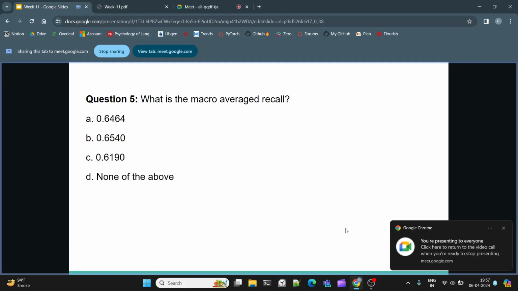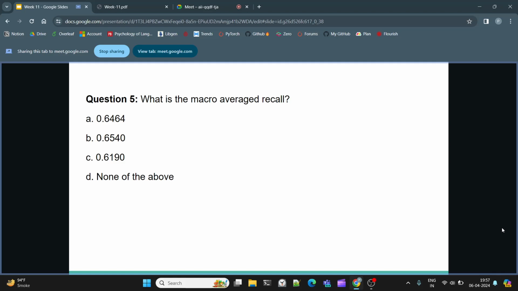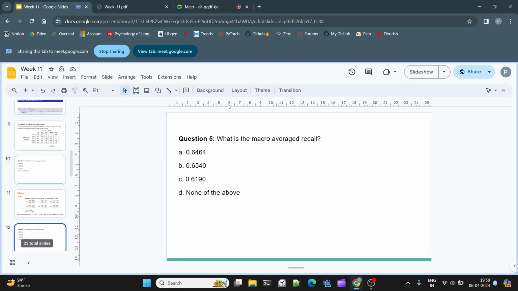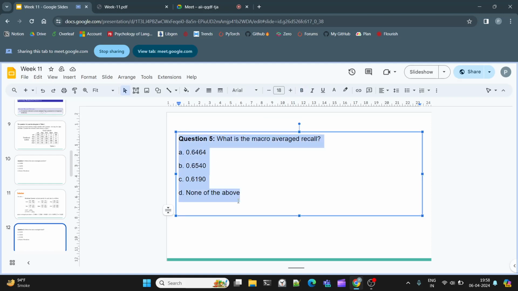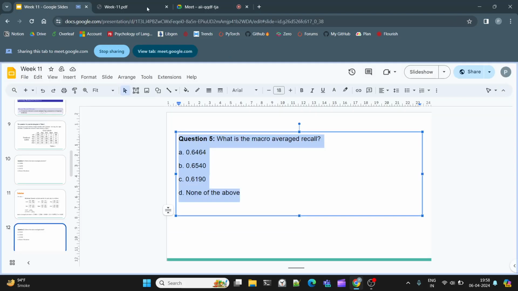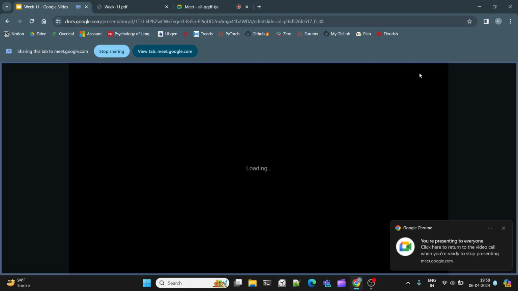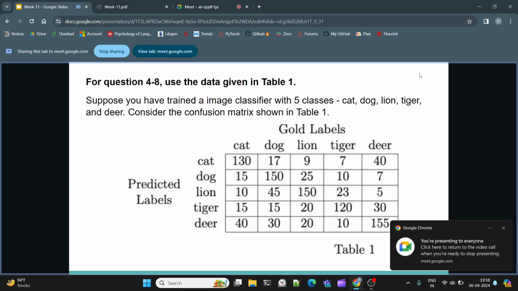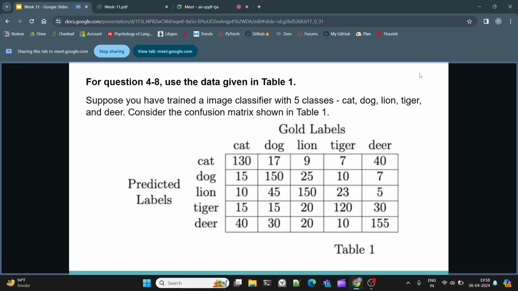The next problem is: what is the macro average recall? It would be very similar to what we just discussed. Same procedure, just now instead of precision, you need to compute the recall. I think you all will be able to try this problem. Please attempt this problem and post your answer in the chat. I'll post this question. You all need to refer to the table. Given this table, the confusion matrix, you need to compute the macro average recall.